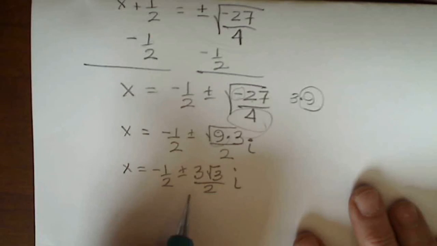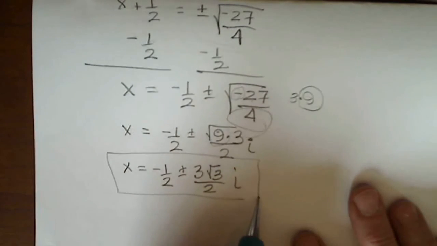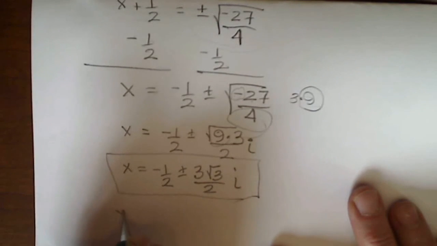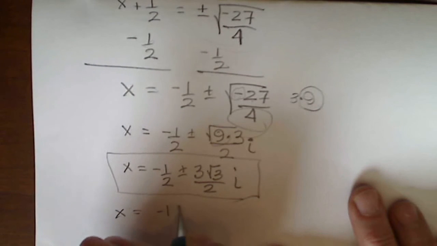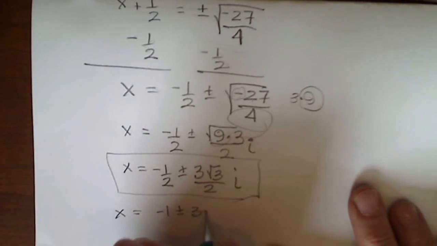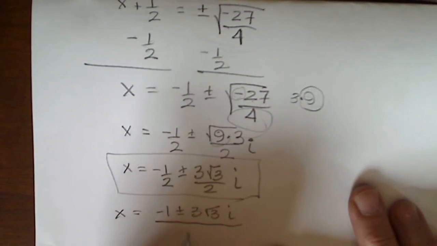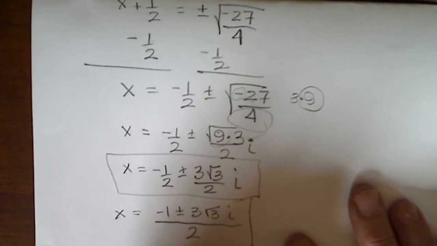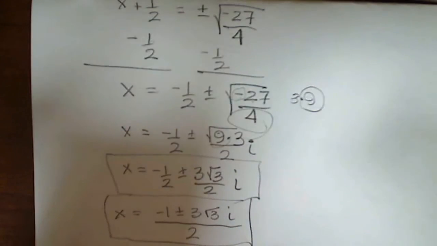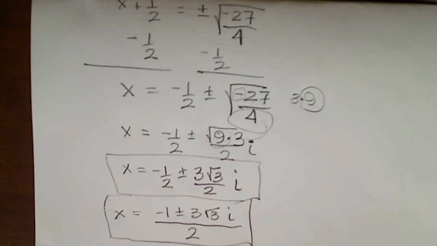So I could leave it in this format, or I could rewrite it as x equals negative 1 plus or minus 3 square roots of 3 times i divided by 2. So either of those would be acceptable answers. So that is how to use completing the square to solve a quadratic equation.